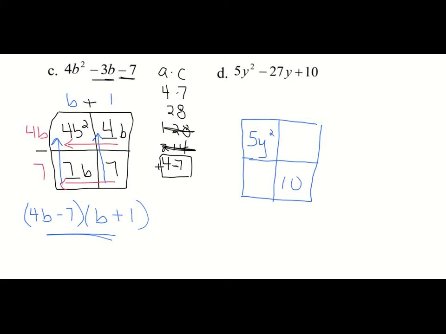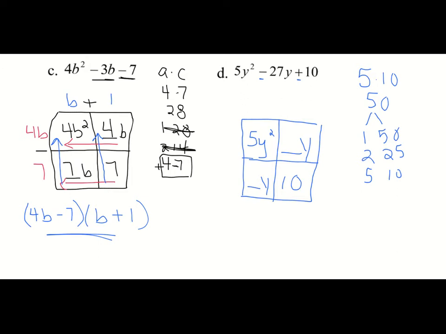Here we have a minus and a plus. So I know my two signs are going to be negative. I'm going to put my y's right there. And now let's do our a times c. So 5 times 10 is 50. When I look at my factors of 50, I have 1 and 50, 2 and 25, 5 and 10, and I think that's it.